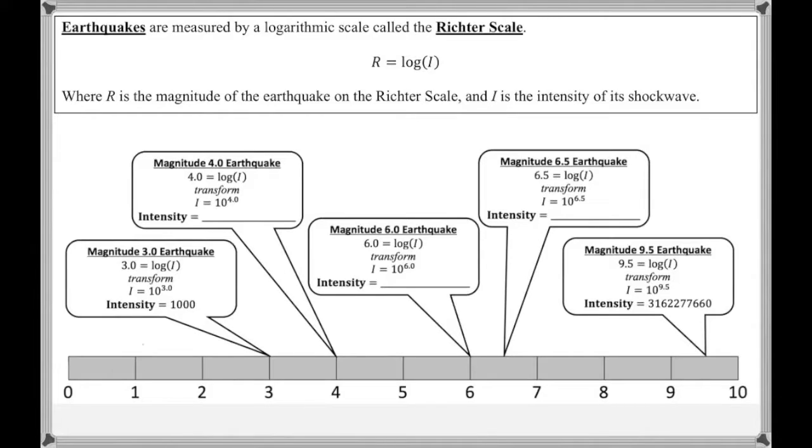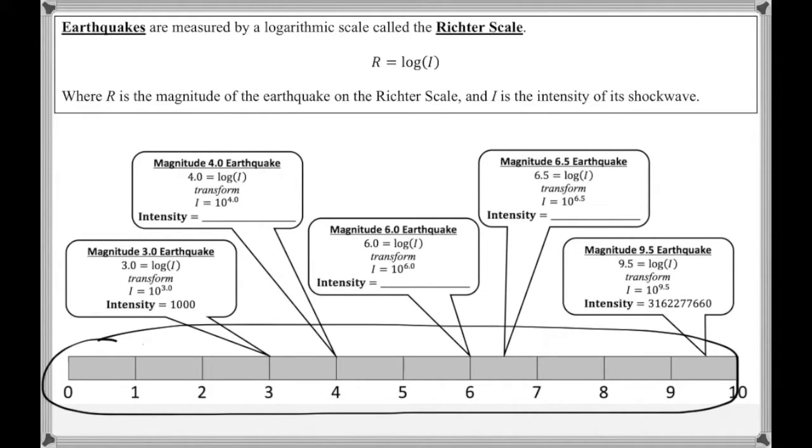Our next topic is about earthquakes. Earthquakes are measured by a logarithmic scale called the Richter scale. Our formula is R = log I, where R is the magnitude of the earthquake on the Richter scale, and I is the intensity of its shock wave. So we have the Richter scale right here, and I provided some examples.